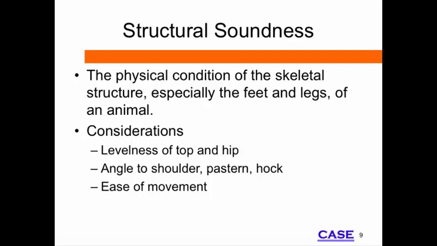Structural soundness is one of the most important traits in every species. The structural soundness of an animal determines how comfortably it can move, longevity, and the structure of offspring produced. Therefore, structure is extremely important in breeding animals.